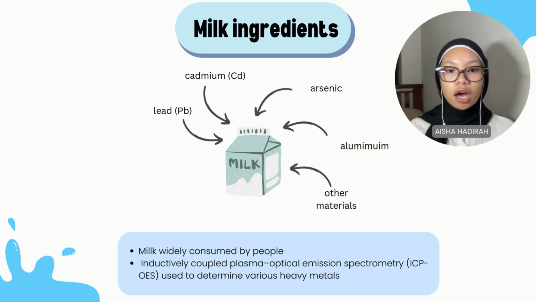The importance of analyzing heavy metals in milk, especially due to the fact that milk is widely consumed, especially by infants and young children who are more prone to metal toxicity. The ICP-OES is used to determine the various heavy metals including lead, cadmium, arsenic, aluminium in their trace amounts, making it possible to determine them accurately even in complicated samples like milk.